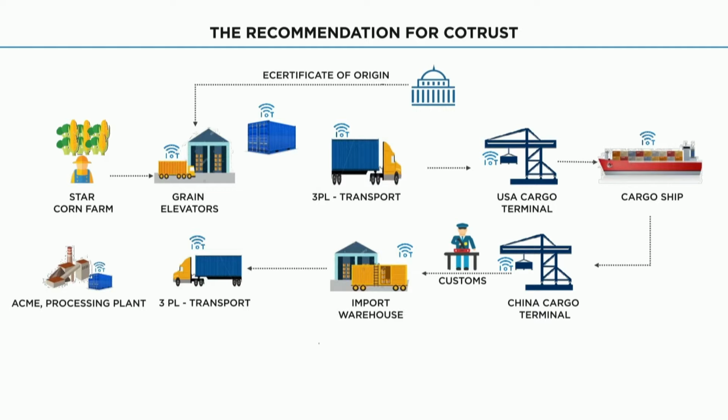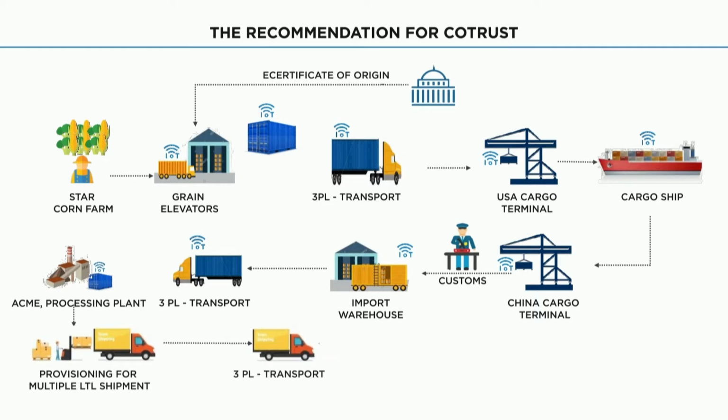Acme removes corn from shipping containers and packs it in bags. Each bag is stamped with a date and other identification recorded on the blockchain, so corn can be traced back to shipping containers. Bags are put on pallets. Less than truckload shipments are provisioned and recorded on the blockchain. Transport and delivery of pallets of corn to retailers are captured on the blockchain.